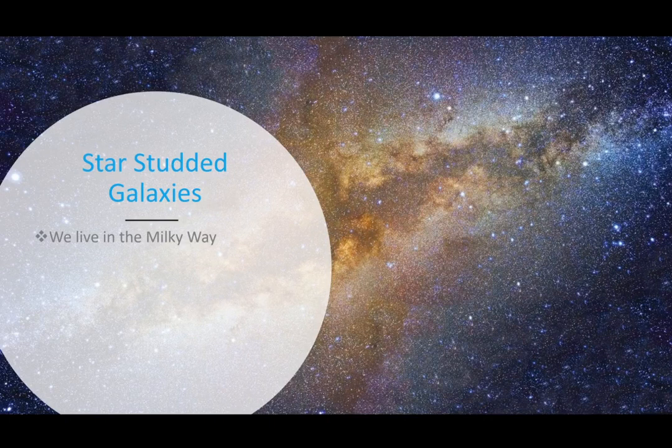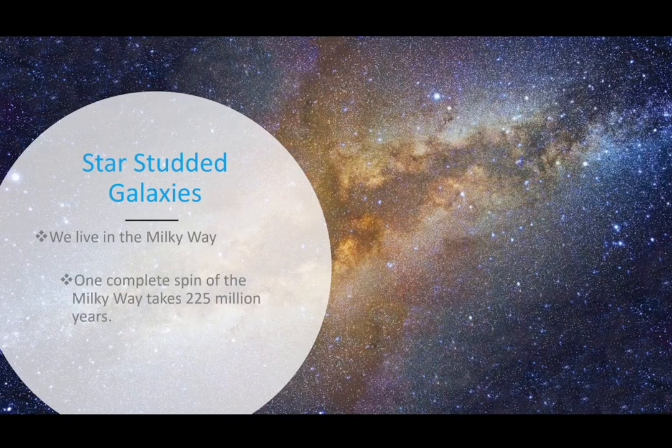So we currently live in the Milky Way Galaxy. That is the galaxy that Earth and our solar system are in, and you can see a picture of it in the background. Milky Way, I believe it got the name because it looks like spilt milk, or when you spill milk, that idea. One complete spin of the Milky Way takes about 225 million years.